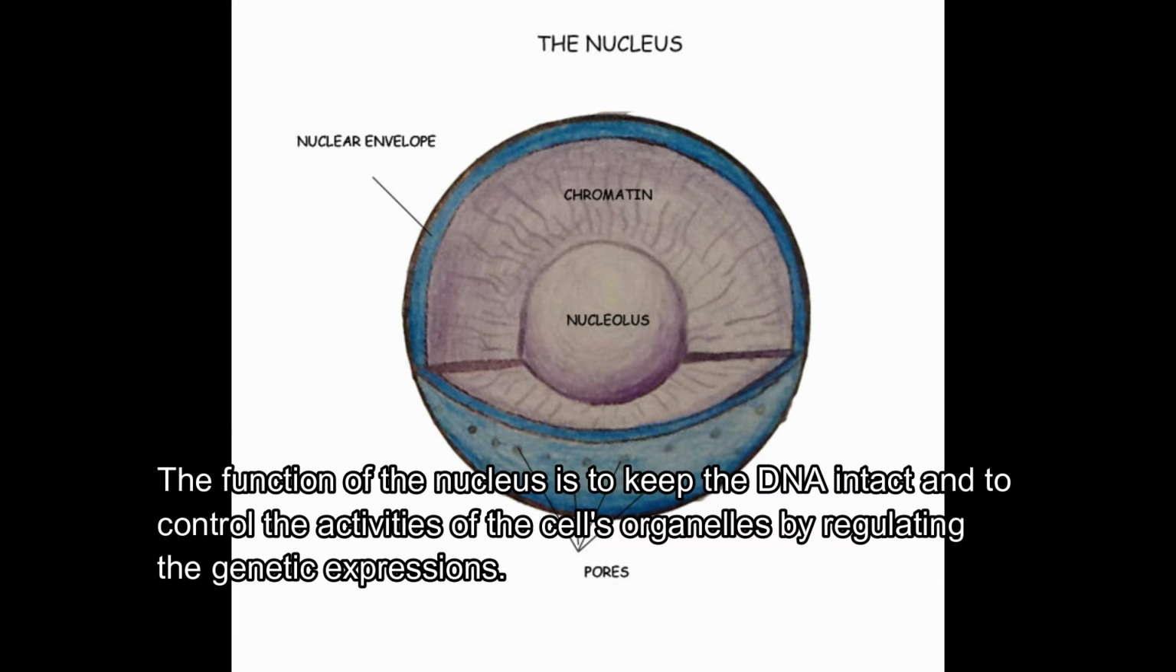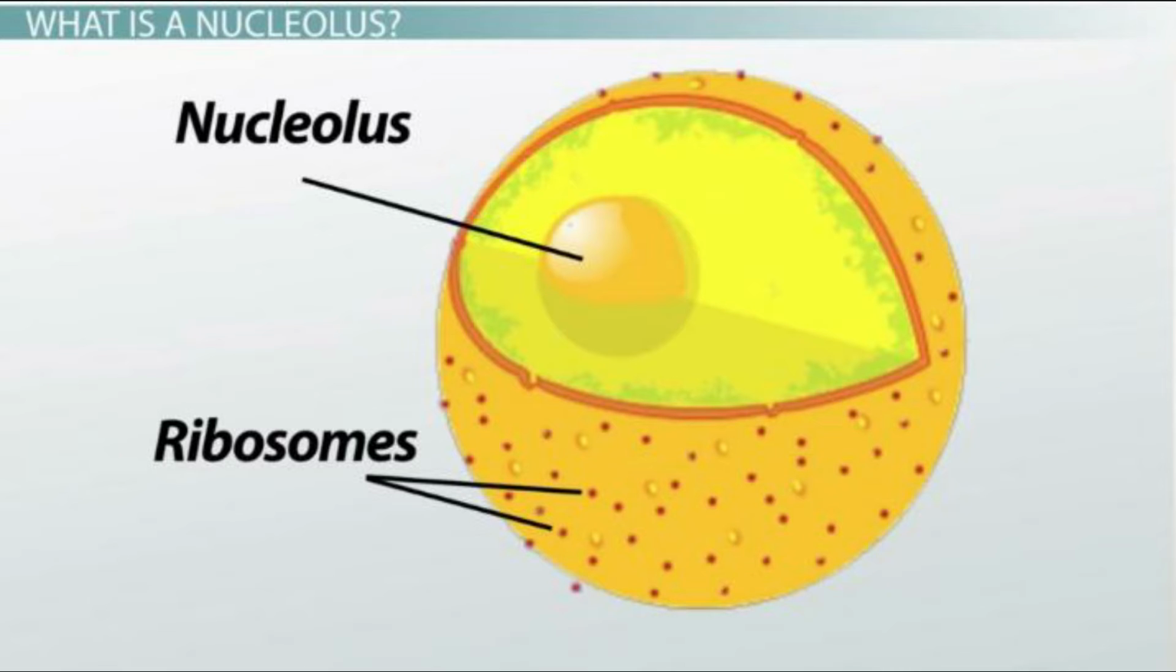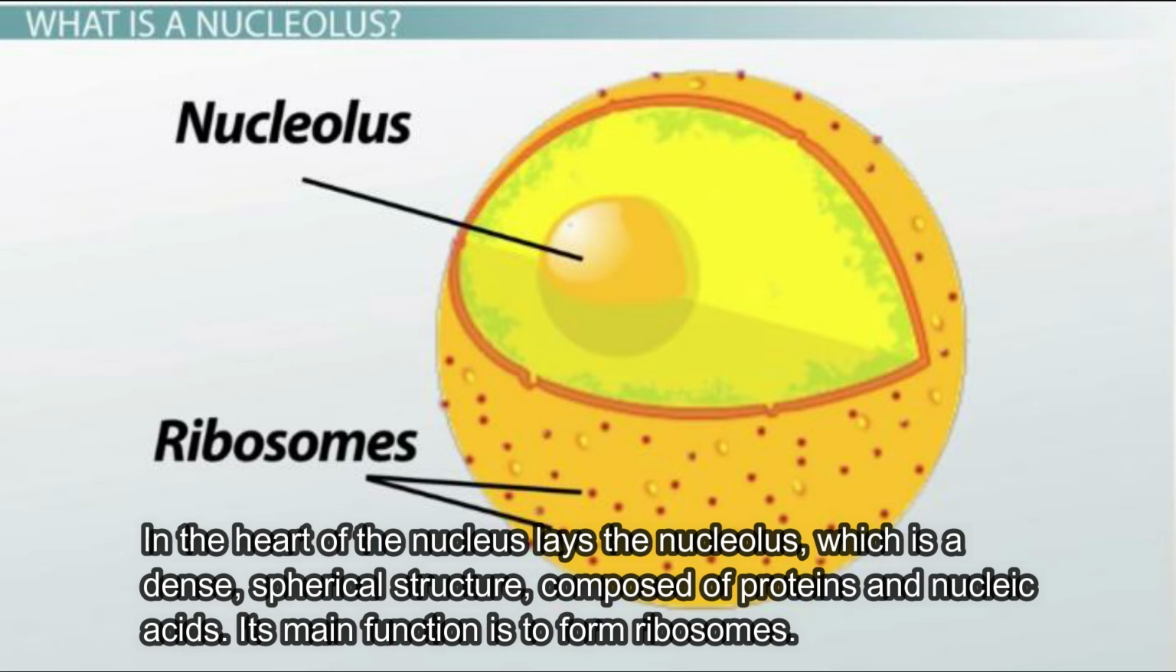The function of the nucleus is to keep the DNA intact and to control the activities of the cell's organelles by regulating genetic expression. In the heart of the nucleus lies the nucleolus, which is a dense spherical structure composed of proteins and nucleic acids. Its main function is to form ribosomes.